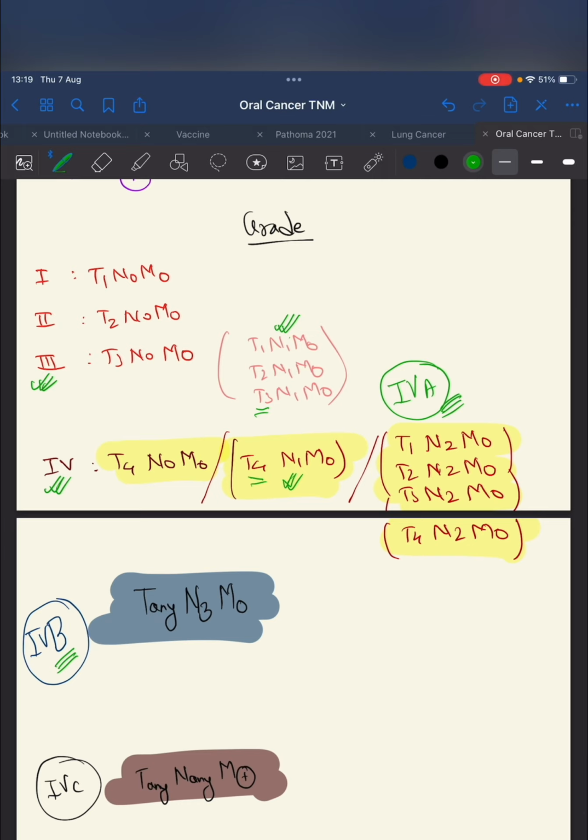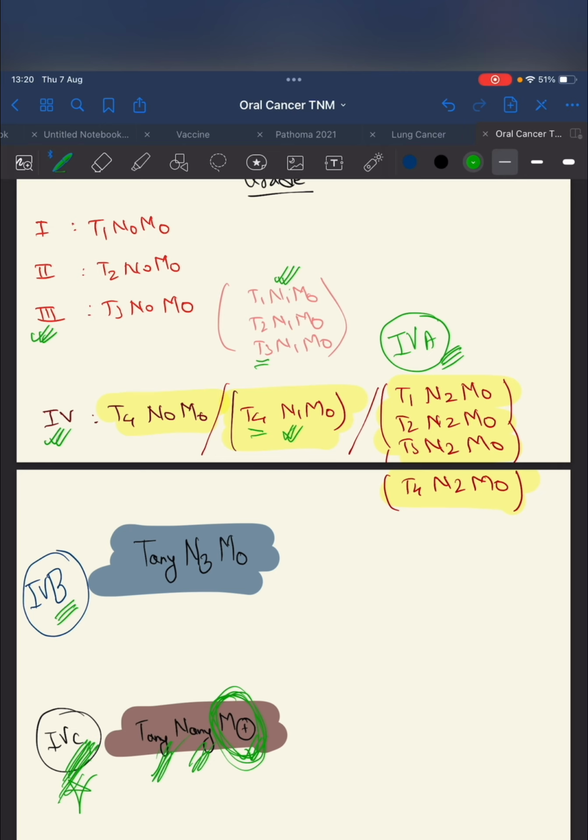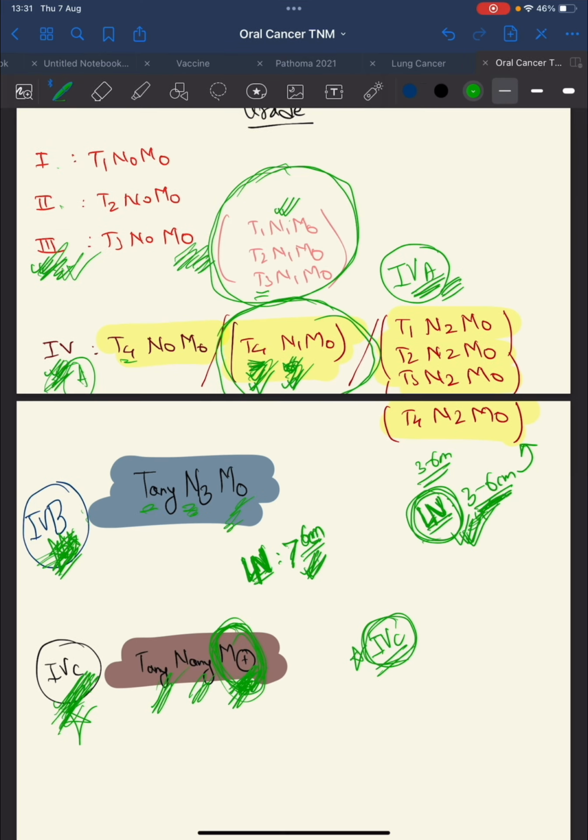Okay? If there is metastasis, be it any tumor size, be it any nodal involvement, it will be 4C. Okay, if this comes with metastasis, do not look for any T size, any nodal involvement. If this has been metastasized, then it will be grade 4C. Okay, to make the gist, if metastasis is positive, then it will be 4C.